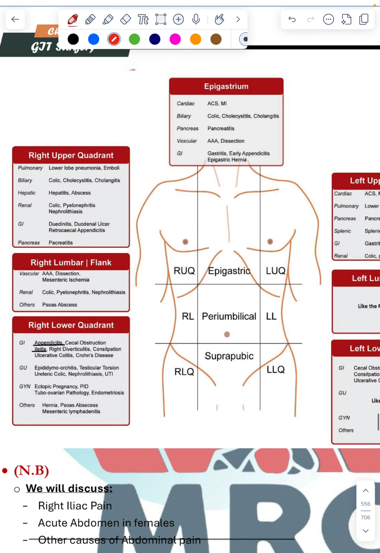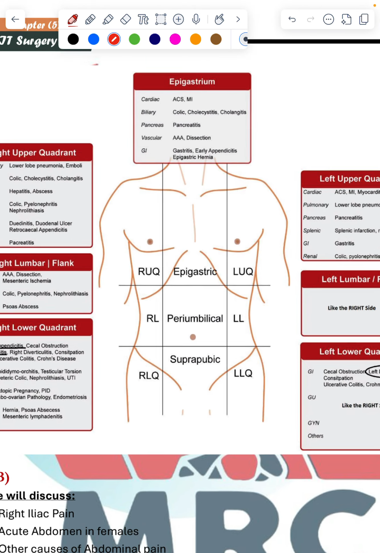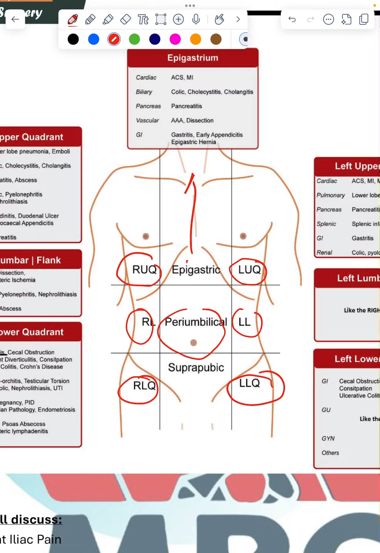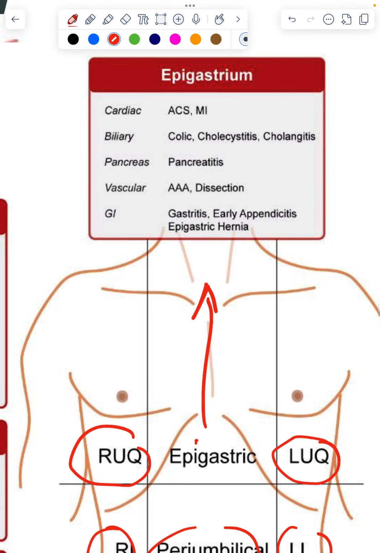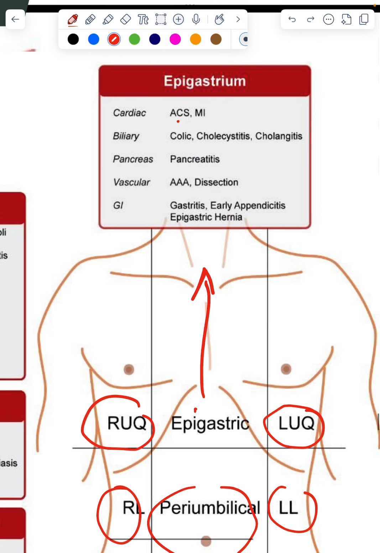This is important for the 9 quadrants of the abdomen. Pain as per the quadrant and what you are suspecting. So right upper quadrant, left upper quadrant, right lower quadrant, left lower quadrant. Then umbilical or periumbilical, right lumbar, left lumbar, epigastric, suprapubic. Any pain in the epigastric region may be cardiac, biliary, pancreas, vascular, GI: acute coronary syndrome, myocardial infarction, biliary, cholecystitis, pancreatitis, vascular, aortic aneurysm, dissection, GI.